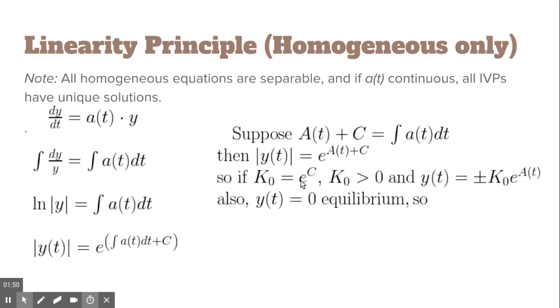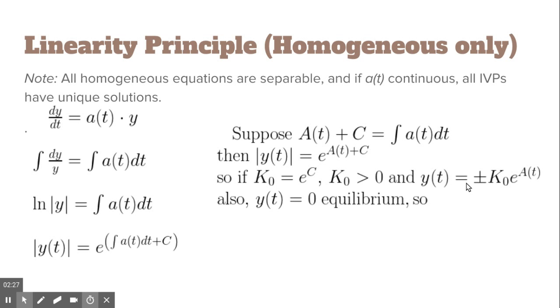In that case, we can come up with a constant to replace the e to the c part, drop the absolute values with a plus or minus, and so solutions obtained from separation of variables would be plus or minus a constant e to the capital A of t. But also, since this equation, being separable and being of the form function times y, would equal 0 when I replace y with 0, we have that y of t equals 0 is an equilibrium solution.